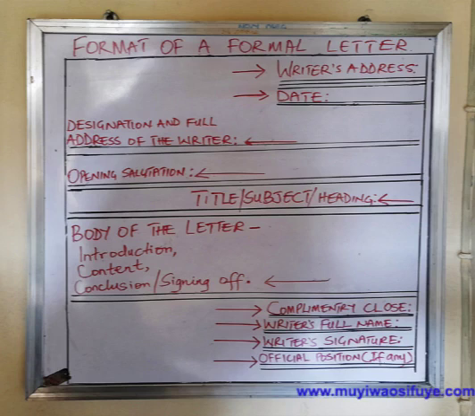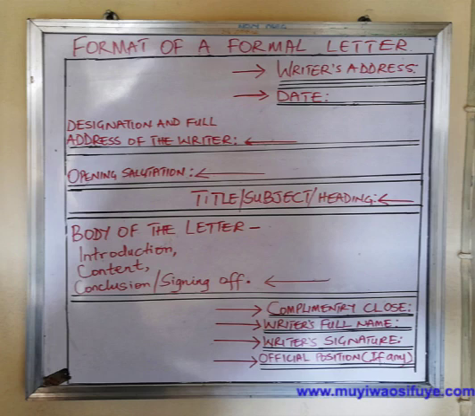A formal letter has the following parts as shown in the table above: the address of the writer, the date, designation and full address of the recipient of the letter, salutation, title or subject, body of the letter, and then the complimentary close. In your answer booklet, the writer's address is written at the right hand corner, and below the writer's address is the date. You leave a line, then to the left hand corner of your answer booklet is the receiver's address, designation and full address of the receiver.